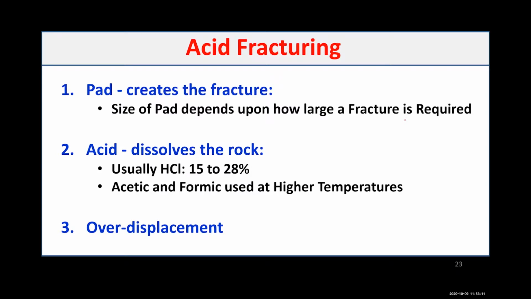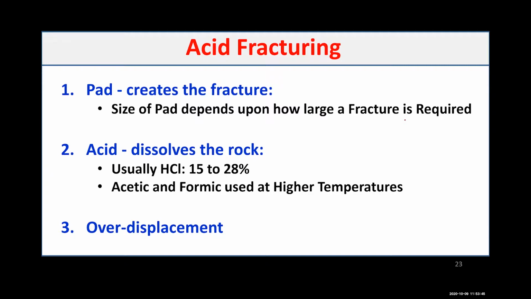So the bed size will definitely give you the fracture geometry that you are targeting. Then after you create the frac, you bump your acid system, and usually use 15 to 20% HCl. If the temperature is too high, above 250 to 300 Fahrenheit, sometimes we use acetic and formic acid for the acid fracture. However, the majority of the time it is just between 15 to 20% to 28% HCl.